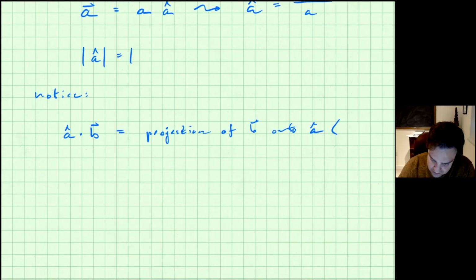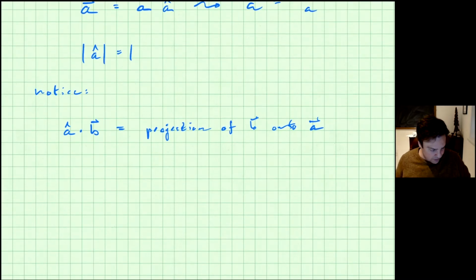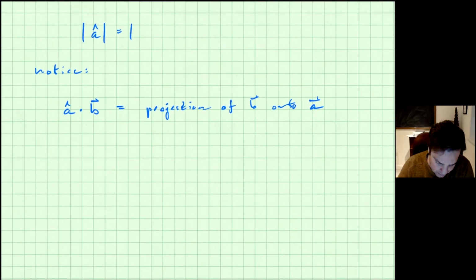But A hat is in the same direction as A. So let's just write it this way. A hat dotted with B is the projection of the vector B onto the vector A. So unit vectors are handy in this way because if you dot them onto other vectors, they just give you the part of the vector that points in the direction of the one that you dotted it with.